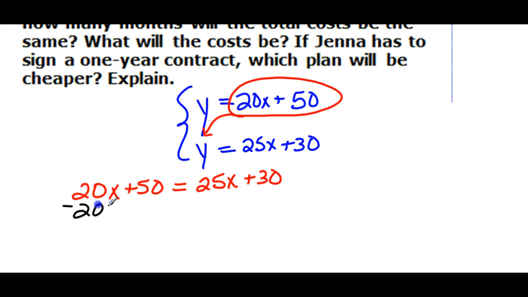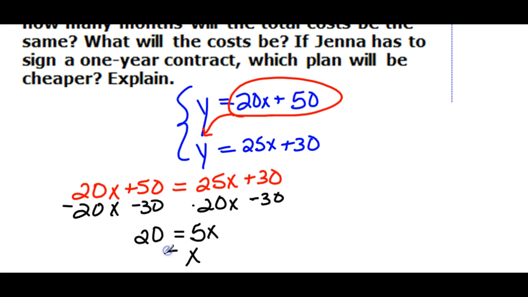Let's subtract 20x from both sides. Let's go ahead and subtract 30 from both sides at the same time. That's going to give me 20 is equal to 5x. Divide both sides by 5. X is equal to 4. So 4 is the number of months where the plans will be the same.